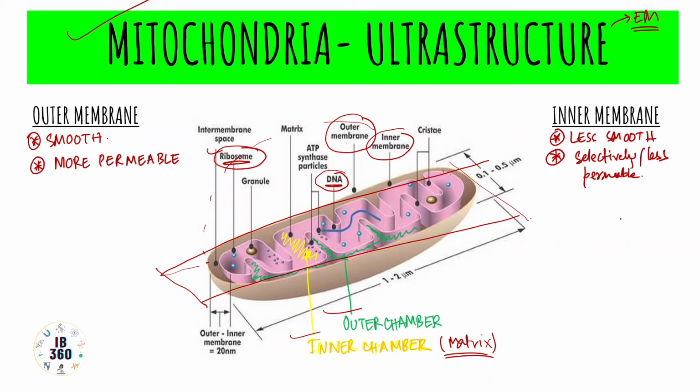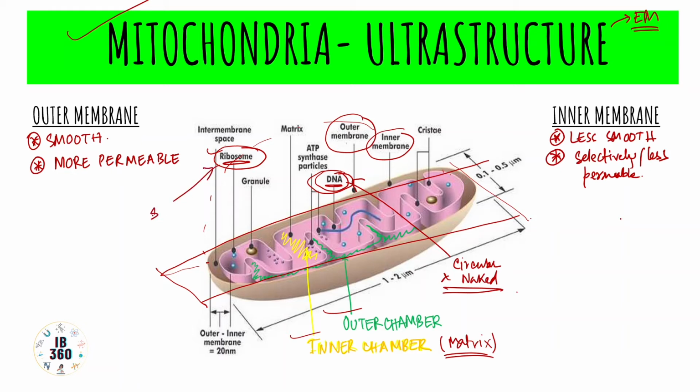Here we can also mention that the DNA is circular and naked. These two important things are there. And the ribosome can be 55S type or 70S type.